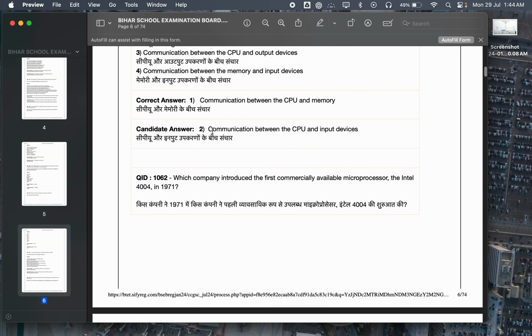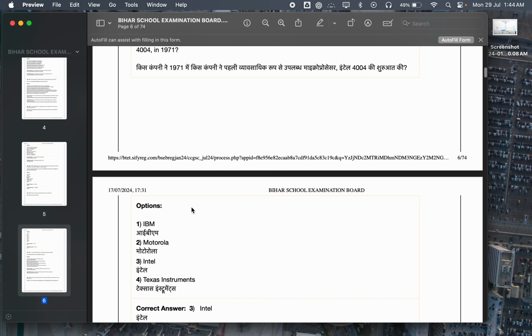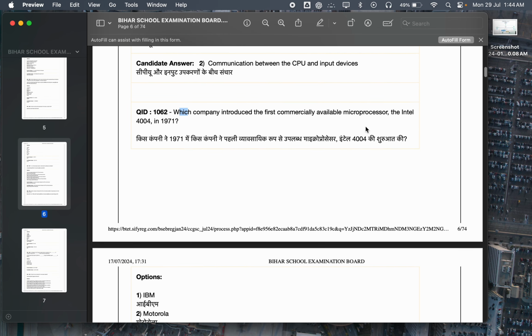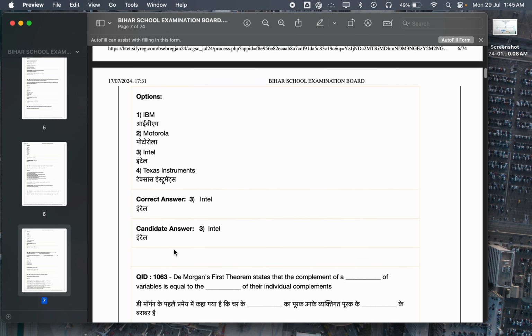So yeah, I think I did this one. Which company introduced the first commercially available microprocessor? The Intel 4004 in 1971. If the chip name is Intel itself, I think it has to be Intel only, right? There's no other option. This is a simple answer.